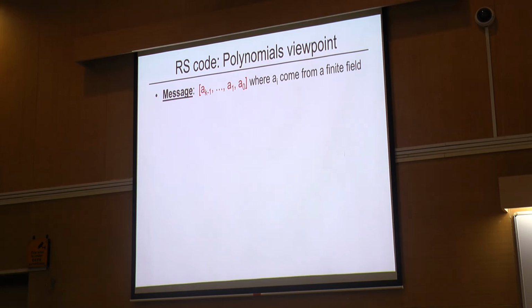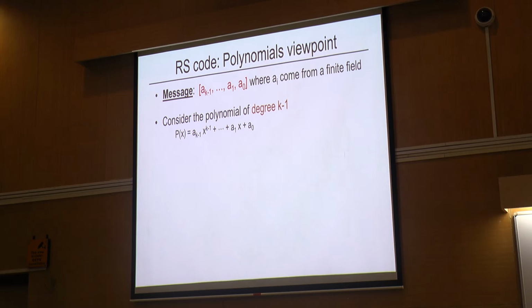Let's say we have a message with k symbols, a0 to a(k-1), which come from a finite field. Consider this polynomial, which is of degree k minus 1, constructed using these message symbols as the coefficients. You see these message symbols, a subscript i, are the coefficients, and x is the variable for the polynomial.